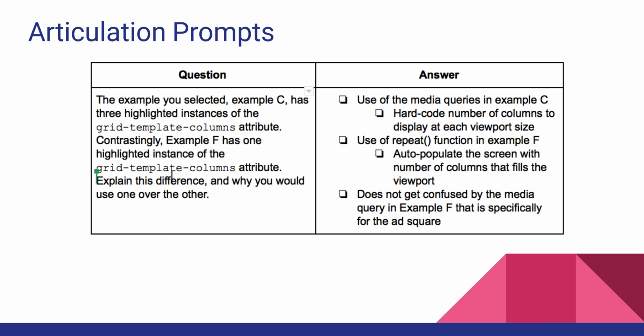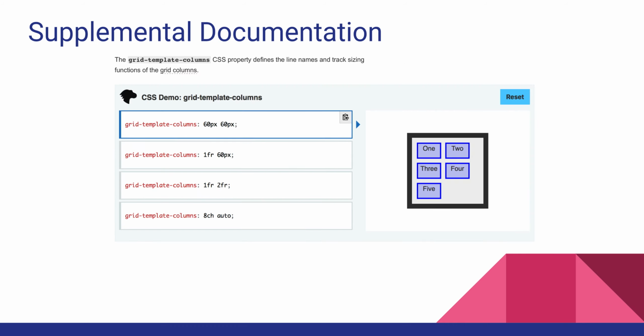Articulation prompts have been kept mostly the same for the purpose of figuring out and testing the current prototype. So we are generally presented with a question. In this case, it's applicable to example C and example F with regards to the grid-template-columns attribute. And previously, we used to have the answer where we would check off the differences across the examples based on what the user would articulate. But there's a new measurement that, as I mentioned earlier, I came to implement this quarter. So we'll be going over that, but this is the articulation prompt at a high level.